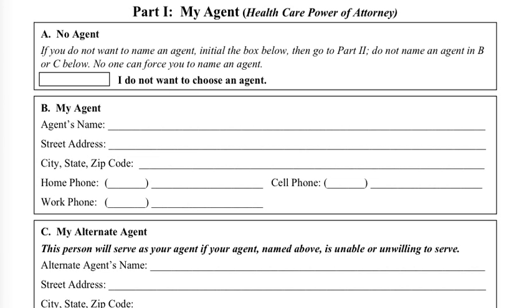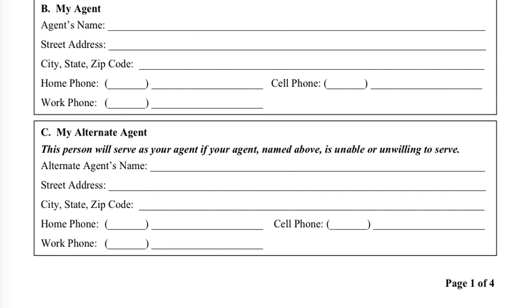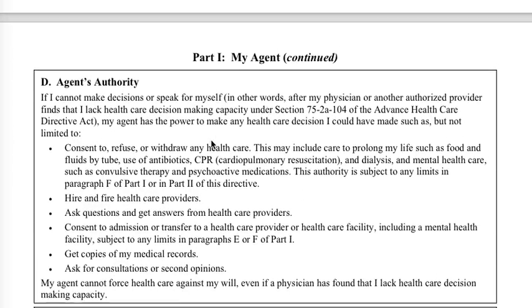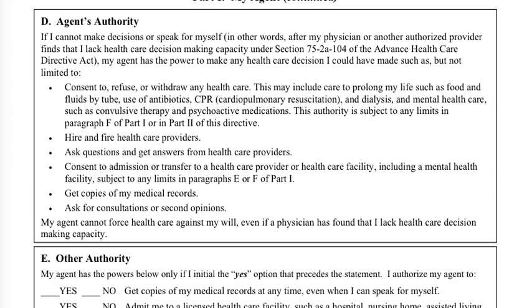The form allows you to choose an alternate agent in case your first agent is unavailable or unwilling to serve. Many people will choose a spouse as a primary agent, then choose an alternate agent in case they and their spouse are in an accident together. As you can see here, the agent's authority is extensive and outlined within the form. You will want to read over these powers carefully to make sure you are okay with the agent having all of those powers.